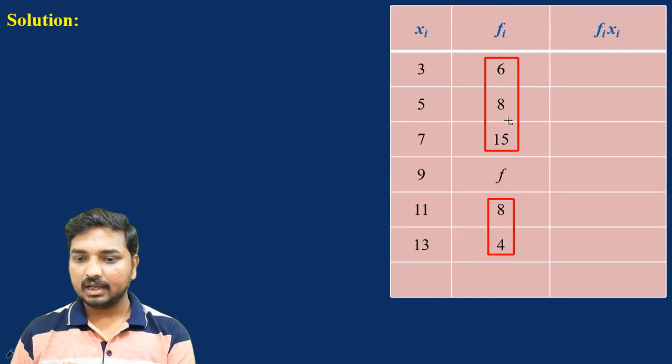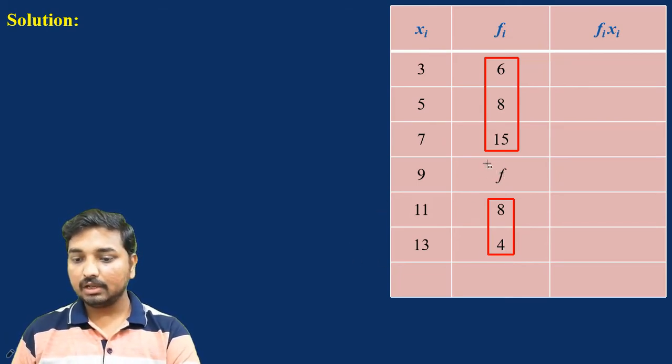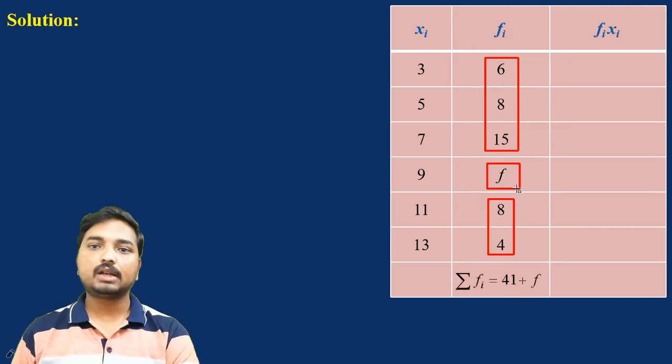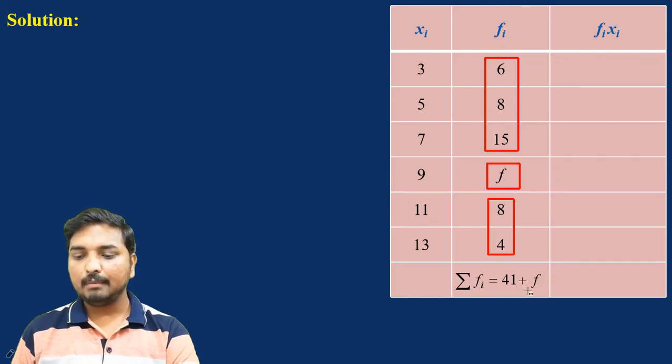Okay, now look at here. 8 plus 6 is 14, 14 plus 5 is 19, and then 29. 29 plus 8 means 37, 37 plus 4 means 41. So the sum will become 41 and you need to add this one f. It will become 41 plus f. Remember, you have to write it like this. Leave f as it is, take the sum of the remaining frequencies, write the sum plus f as it is. This is the way to take the sum of the frequency column in this type of problem. Remember this one.